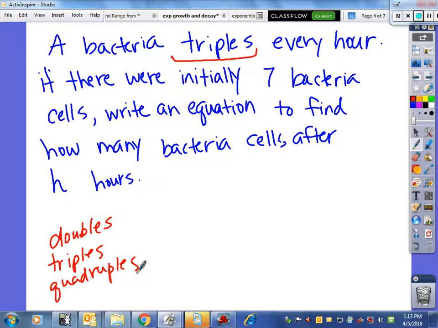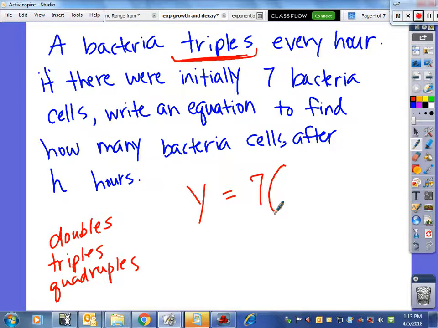And it's actually simpler because this makes sense. If you're doubling something, what do you think you're going to multiply by? 2. If you're tripling something, what do you think you're going to multiply by? 3. If you're quadrupling something, 4. So let's talk about how we would set this one up. The initial amount still starts the same. What's the initial amount? Folks, 7. We originally started with 7 bacteria cells.